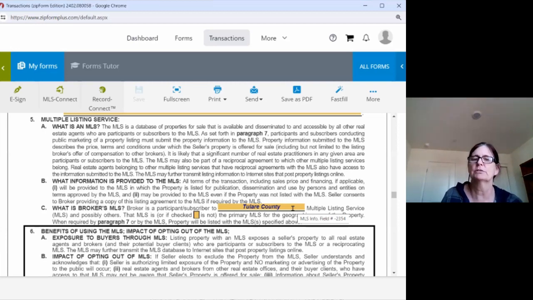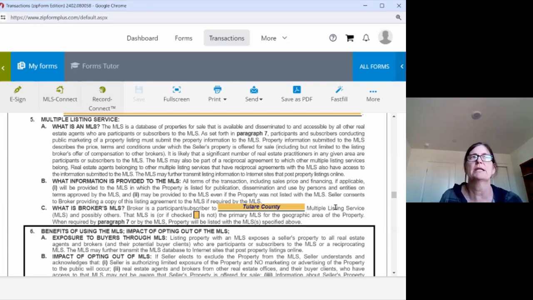I'm also a subscriber to 2 other ones in my area. I don't have to put those in here because Tulare County is like the main one, and it shows right here that MLS is the primary MLS for the geographic area of the property. If it's not, then I would have to mark the box that says is not. So I'm notifying them whether or not their property is going to be listed in their local MLS.